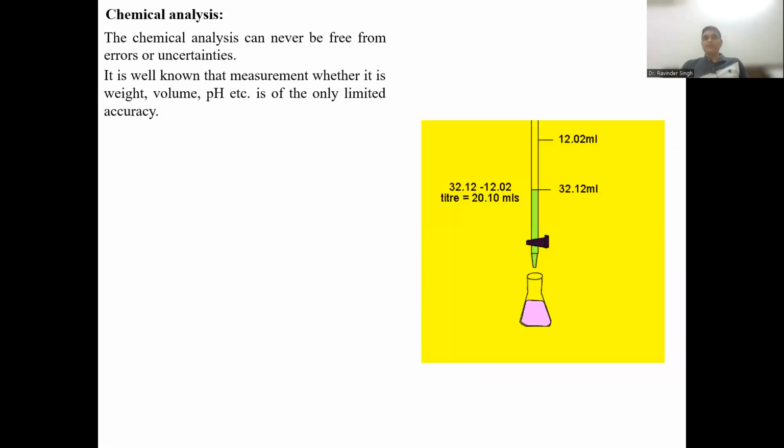You can again see the initial reading is 12.02 ml and the final reading is 32.12 ml. Now the volume used to find the end point is 20.10 ml. So that's the difference.